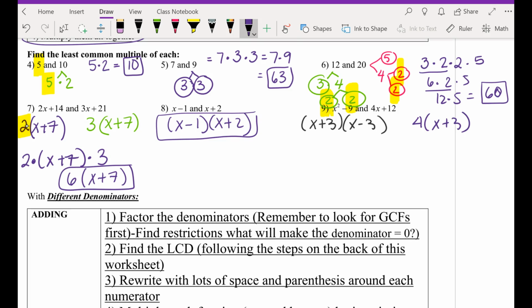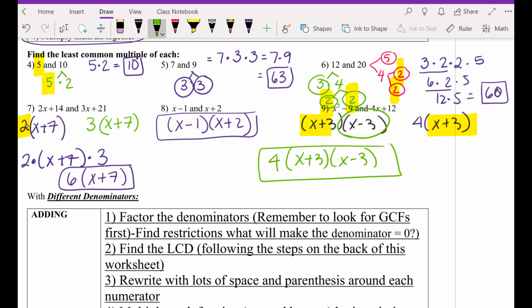Good. Okay, let's go through each one. X plus 3. I have one on this side, one on that side. Do I take both or just one of those? Just one of those. Then I have an x minus 3. Should I take it or not take it? Take it. How about a 4? Yes. So I'm going to stick it to the front. Do you want to FOIL or no? No. Okay, that's fine by me.